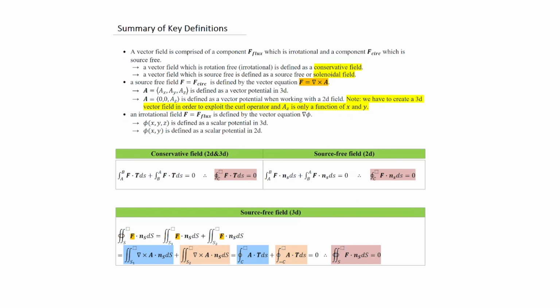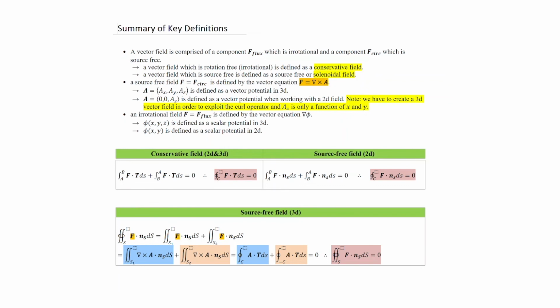A vector field which is rotation free, also called irrotational, is also defined as a conservative field. It's just a label that's attached to an irrotational field. Secondly, a vector field which is source-free is defined as a source-free or solenoidal field. Again, this is basically conventional terminology that has been used in the past.